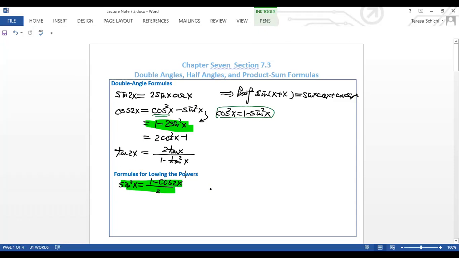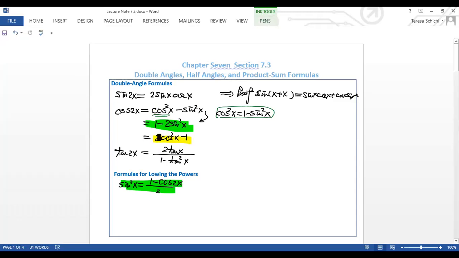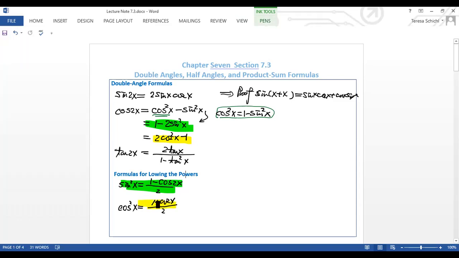It's the same way for cosine squared x. If you want to lower the power, you can use these formulas. So cosine squared x is equal to 1 plus cosine 2x over 2. All right, so this is what we said, using the color coding there.